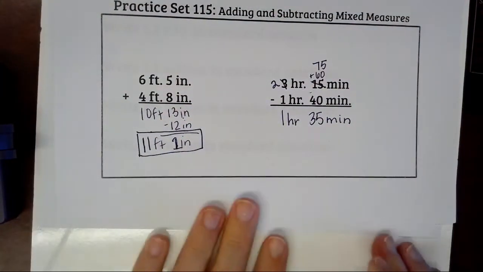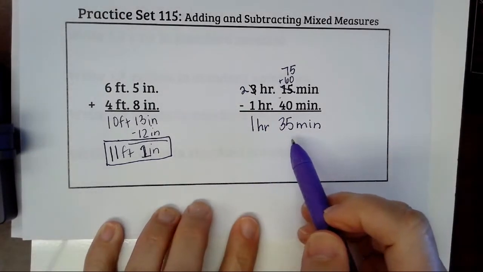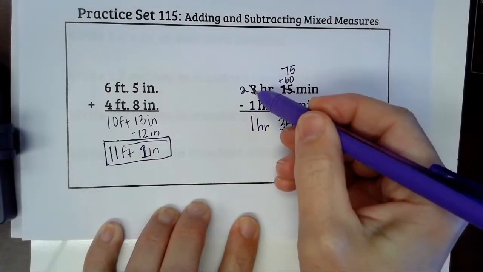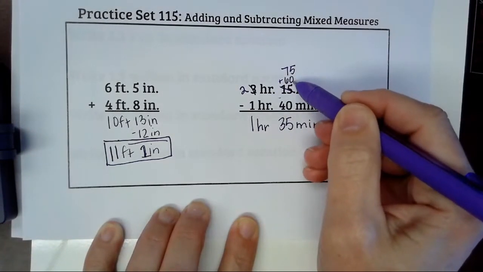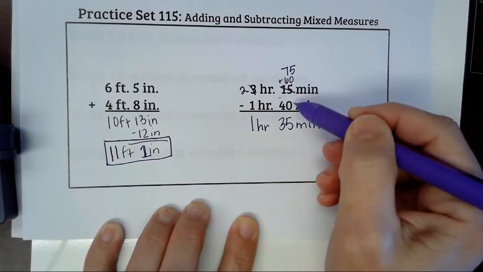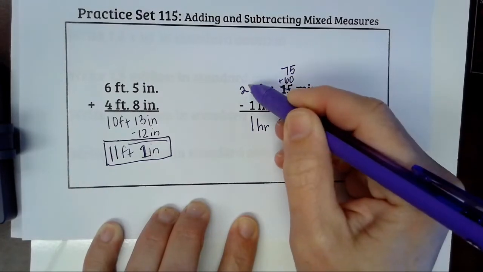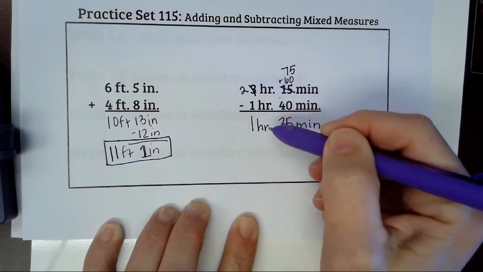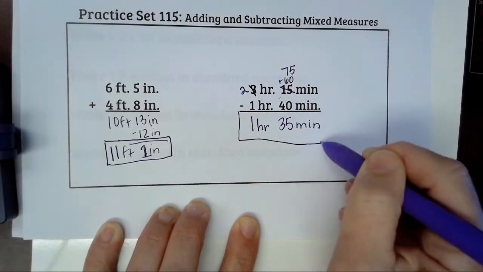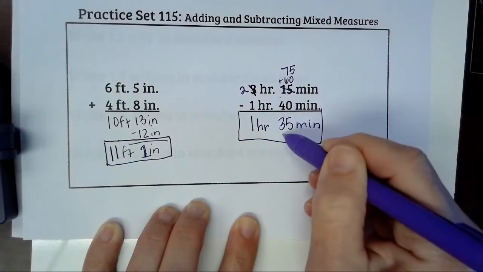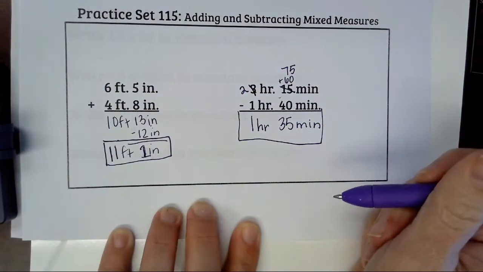And then the other one, the answer is 1 hour and 35 minutes. You needed to borrow 60 minutes from this 3 hours right here, which gave you 75 minutes. 75 minutes minus 40 gives you 35 minutes. And then because you borrowed, you now have 2 hours instead of 3. 2 minus 1 is 1 hour. There's nothing more that you do here because this isn't more than 60, so we don't need to take anything out of it. It's good at 1 hour and 35 minutes.